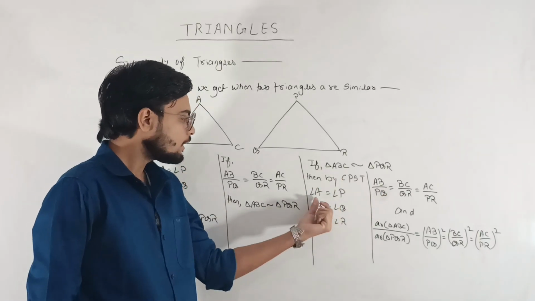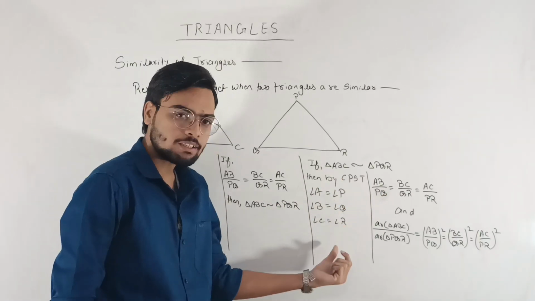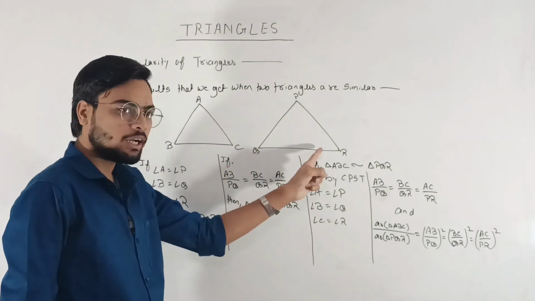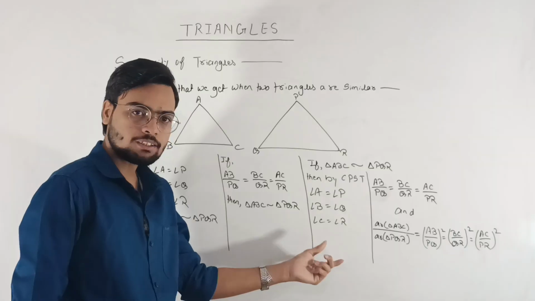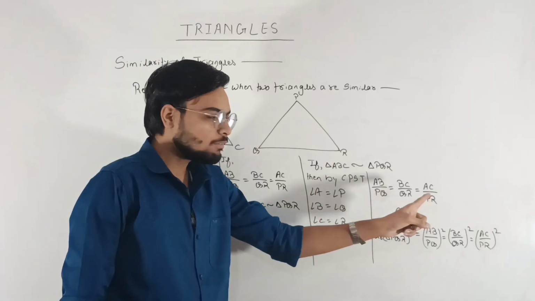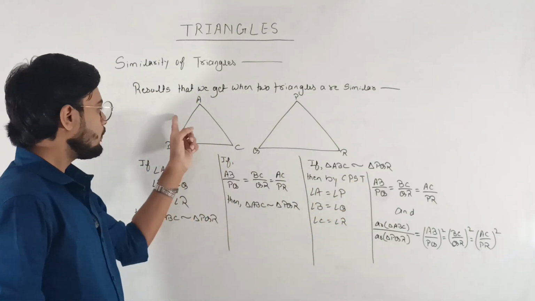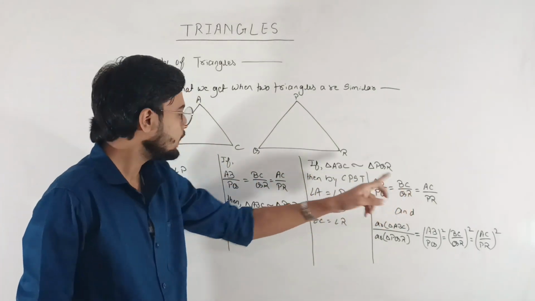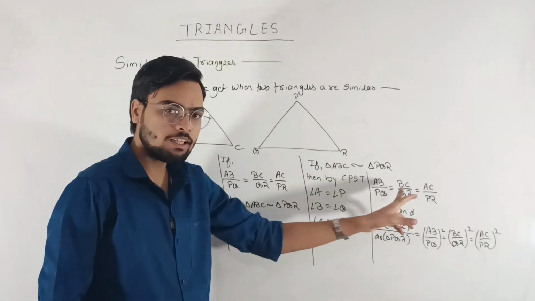Then by CPST, what do we get? Angle A is equal to angle P, corresponding angles are equal. A is equal to P, B is equal to Q, and C is equal to R. If two triangles are similar, then their corresponding angles are equal. And the next thing we get is the ratio of the sides are equal, which means AB upon PQ, BC upon QR, and AC upon PR are equal.